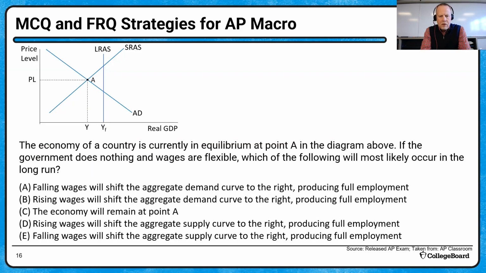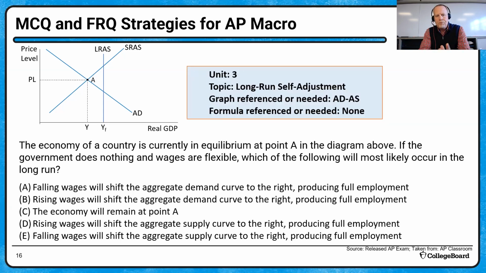Next question. This one's going to provide us with a graph, so we don't even have to think about it from the start. The economy of a country is currently in equilibrium at point A in the diagram above. If the government does nothing and wages are flexible, which of the following will most likely occur in the long run? All right, so what is this question asking me? Where are we in the curriculum? Well, they gave us ADAS, but look at the wording down here. If the government does nothing and wages are flexible, which of the following will most likely occur in the long run? What topic are they asking me?